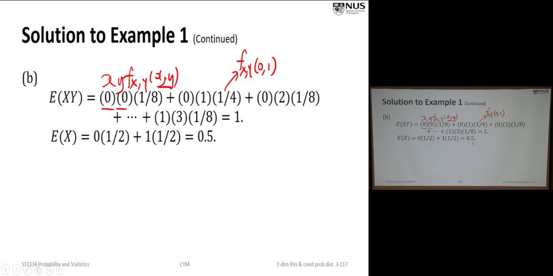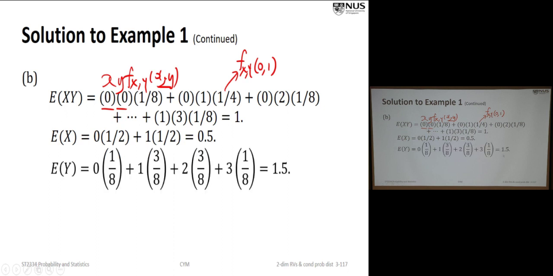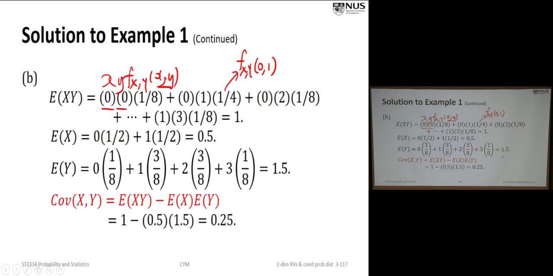Expectation of x is 0.5. Expectation of y is 1.5. So the product of the two is 0.75. So this is 1 and this is 0.5. This is 1.5. So the covariance is 0.25.